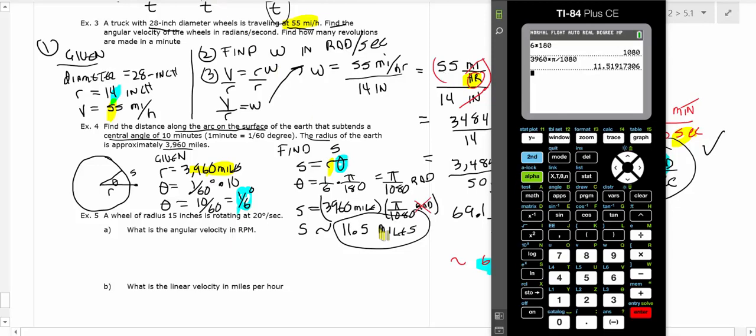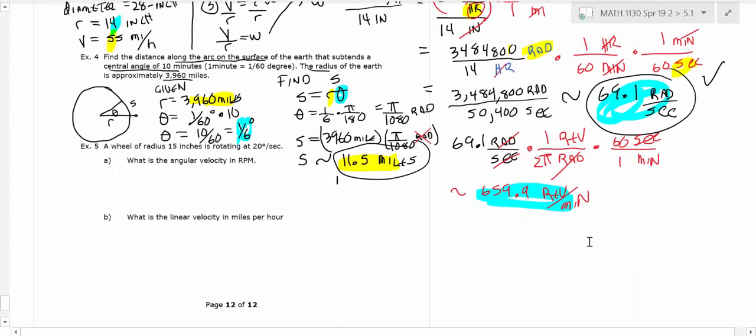Okay, so let's do one more here, and then that'll wrap up this part, and then I'll give you a break. This problem is example 5. It says you have a wheel that has a radius of 15 inches, and it's rotating at 20 degrees per second. Again, let's take the same approach and write down what we're given. We're given the radius is 15 inches.